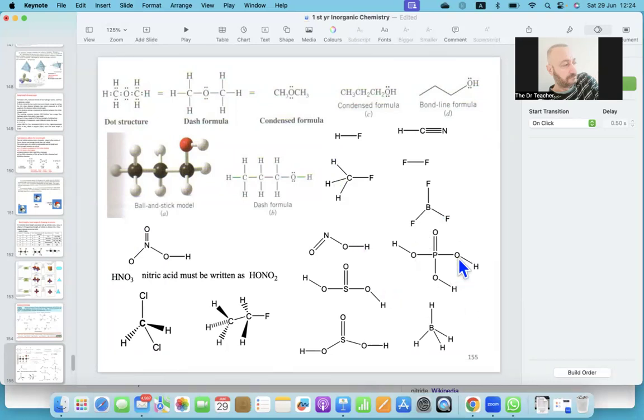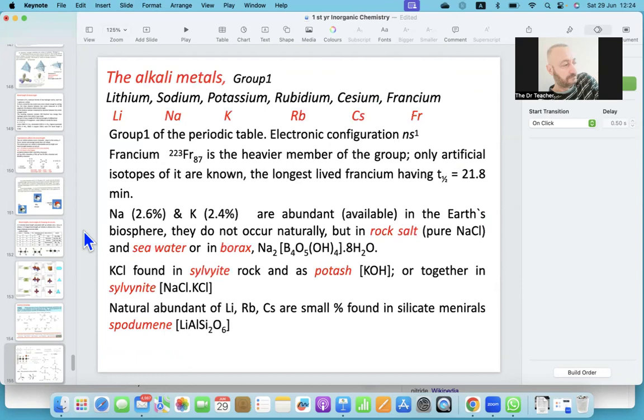Here we have only lines, formula or structure, and you can do the rest. So this is how you find or draw the structure using lines only, Lewis structures.